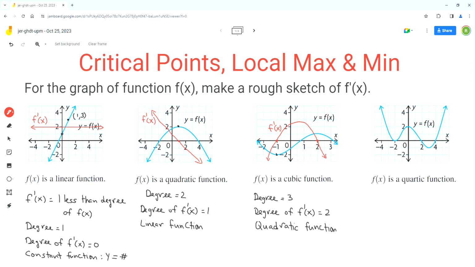Now we can analyze the fourth given function. The fourth given function is a quartic function. So for a quartic function, the degree is equal to 4. That means the degree of the derivative of this function is equal to 3. So that means f prime of x is a cubic function.